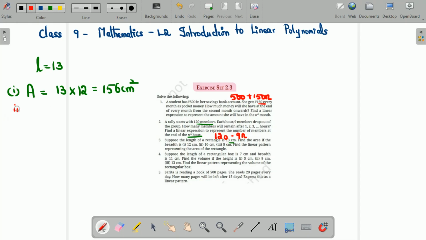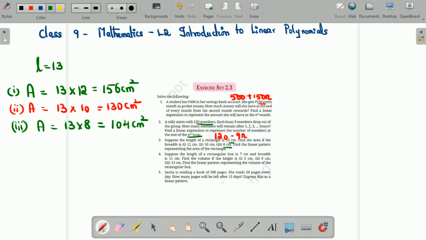So for the second subdivision, A is going to be equal to 13 into, the breadth is 10. So it is 13 into 10, so 130 centimeters squared. Now for the third case, they are asking us to calculate area. So area is equal to 13 into, now what is the breadth? This is going to be equal to 8. So now let's compute 13 into 8, which is equal to 104 centimeters squared.